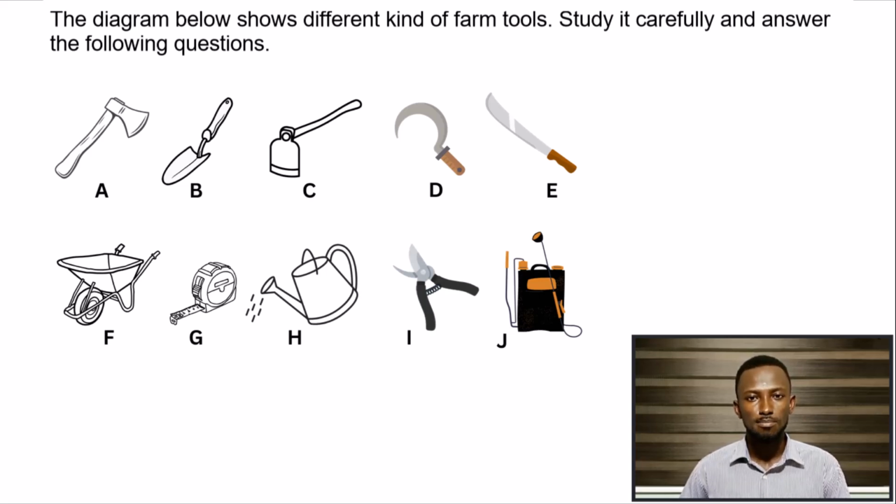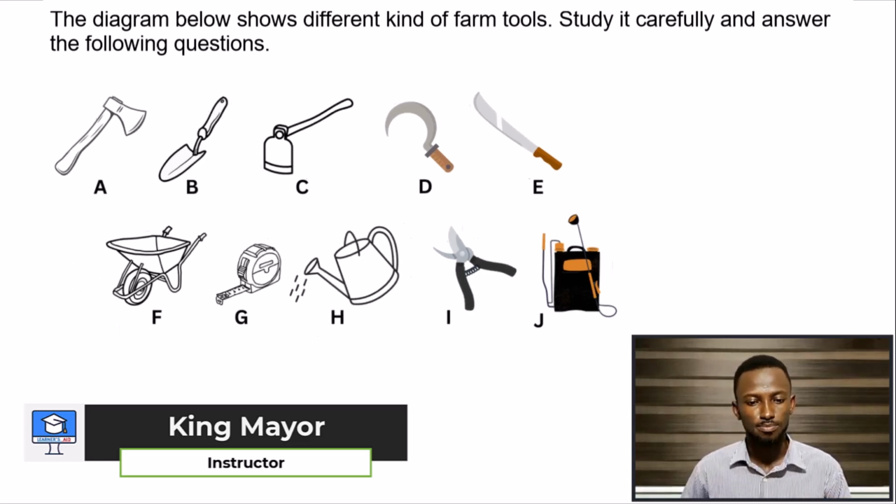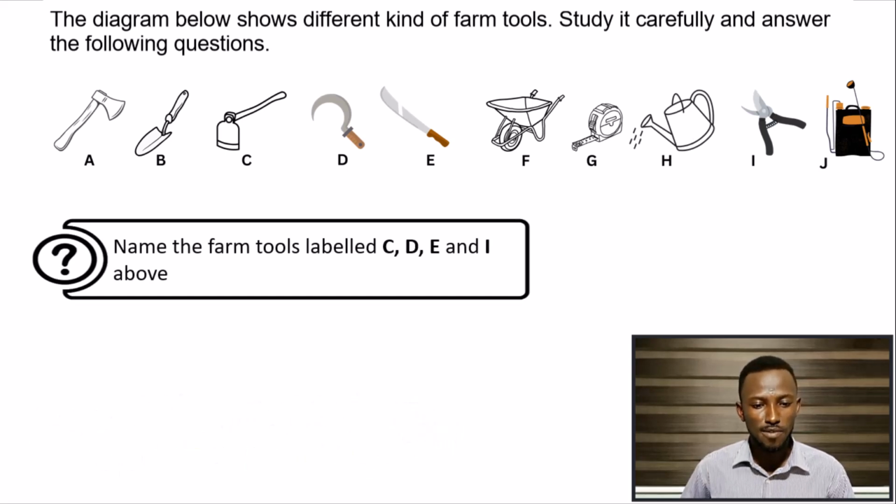So we have some farm tools on the screen. We are going to study the farm tools carefully and then answer some questions on it. So let's get started. We have to name the farm tools labeled C, D, E, and I above.